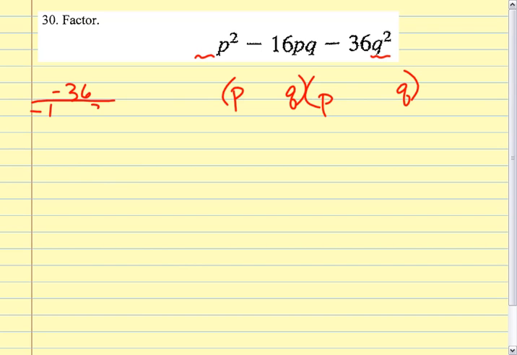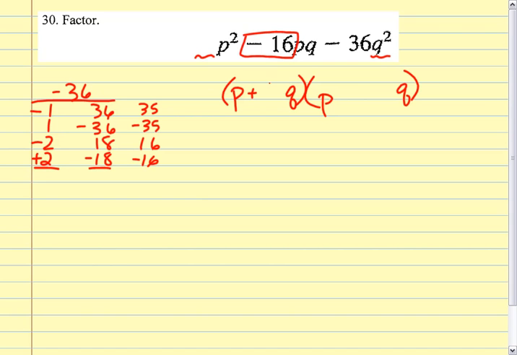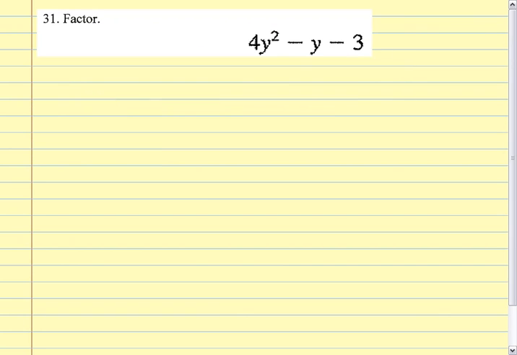It'll be negative 1 and 36, 1 and negative 36. Well, that gives me 35 and negative 35. All right, it could be negative 2 and 18, or 2 and negative 18. This gives me 16, this gives me negative 16. Whoa, stop right there. I'm looking for negative 16. So I know that it has to be plus 2 and minus 18. Plus 2 minus 18. Done. All right? This factoring is easy stuff. Let's look at the next one.